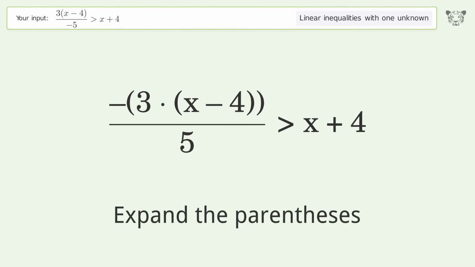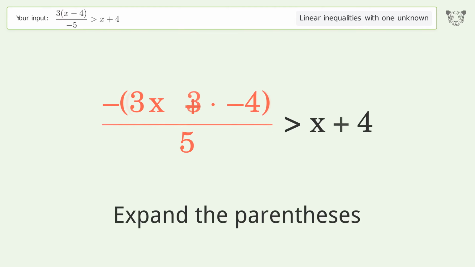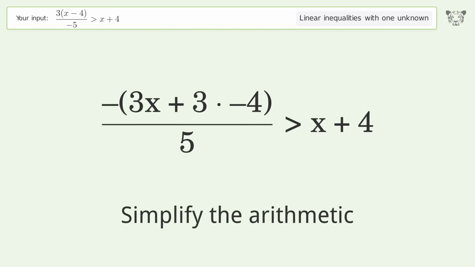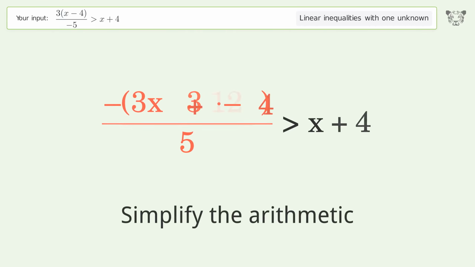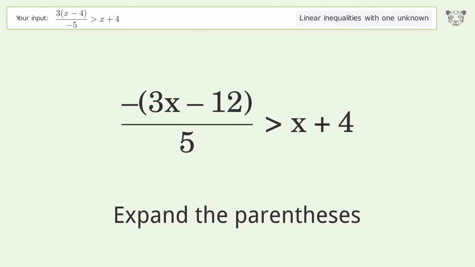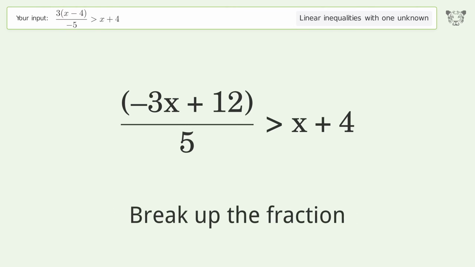Expand the parentheses. Simplify the arithmetic. Expand the parentheses. Break up the fraction.